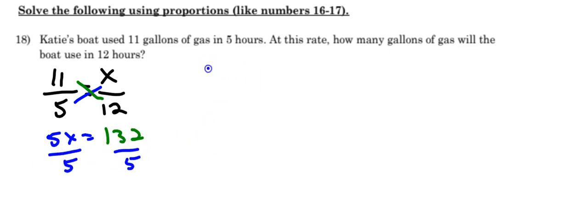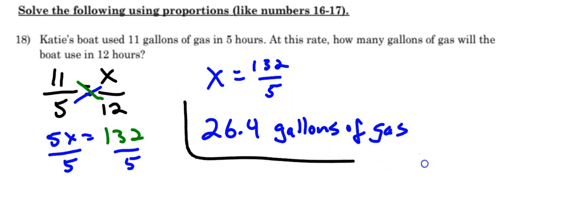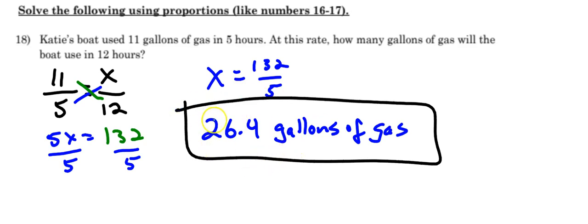And we have x equals 132 over 5. Well, that doesn't really tell us how many gallons. Let's go ahead and pop that in the calculator. And you should come out with 26.4 gallons of gas. Remember to answer what they're asking, which is how many gallons. So we're answering in gallons.